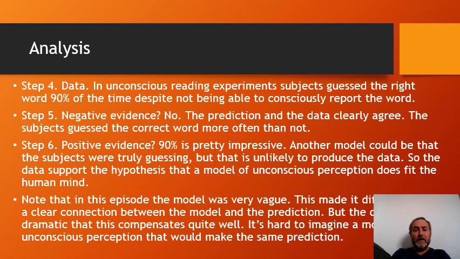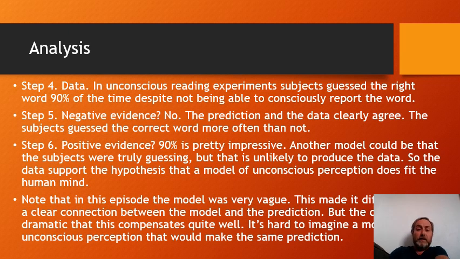Well, what's the data? It turns out that in these unconscious reading experiments, they were able to make correct guesses 90% of the time, even when they couldn't consciously report the word. So, does that constitute negative evidence? No, that's exactly the prediction, right? That they would be able to be accurate about things they couldn't consciously perceive, if there is unconscious perception. So the prediction and the data seem to agree, right?